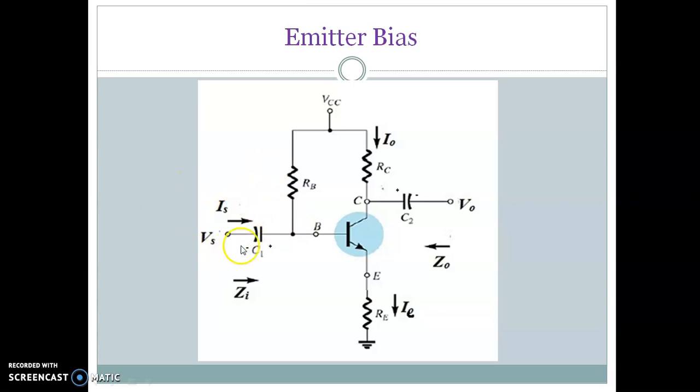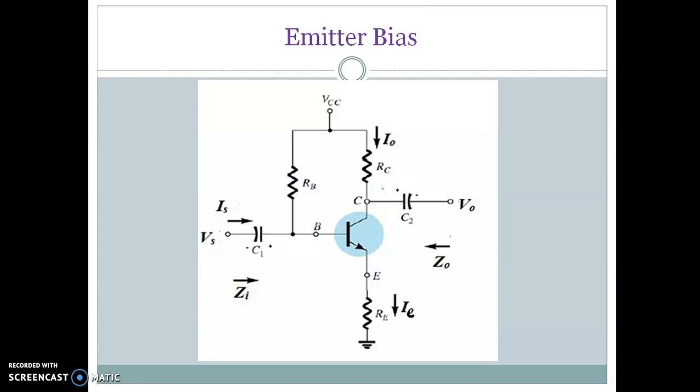So you can see the polarity of your C1 and C2. The polarity of your C1 is plus here, minus here, because when the signal is absent, the current will flow through your RB to charge up this capacitor. Similarly, at the collector terminal it is plus because the current will flow through this path. As a small signal analysis, we are interested in finding your Zi and Z0.